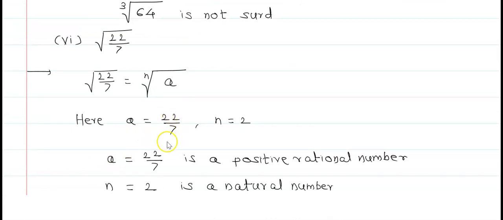Now in this case, that is the square root of 22 upon 7. Now here the nth root of a is equal to root of 22 upon 7. a is equal to 22 upon 7, n is equal to 2, order is 2.